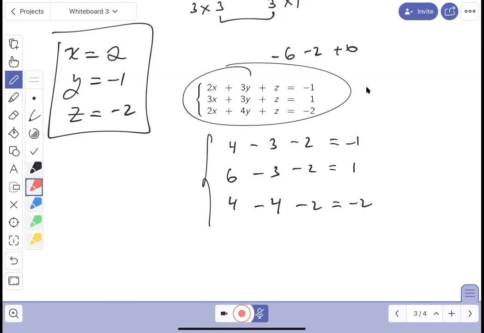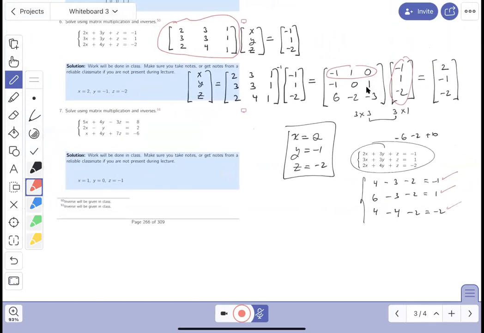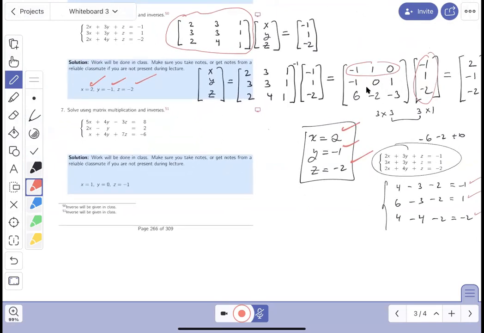What's the first thing going to be? Well, 4 minus 3 is 1, and 1 minus 2 is minus 1. Worked out beautifully. Let's look at the second row. 6 minus 3 is 3, and 3 minus 2 is 1. That worked beautifully. What's next row going to be? 4 minus 4 is 0, and 0 minus 2 is minus 2. Right? Let's go back, look at the answer key, and see how we did. And what do they say in the answer key? X is 2, y is minus 1, and z is minus 2. Worked out pretty nicely.